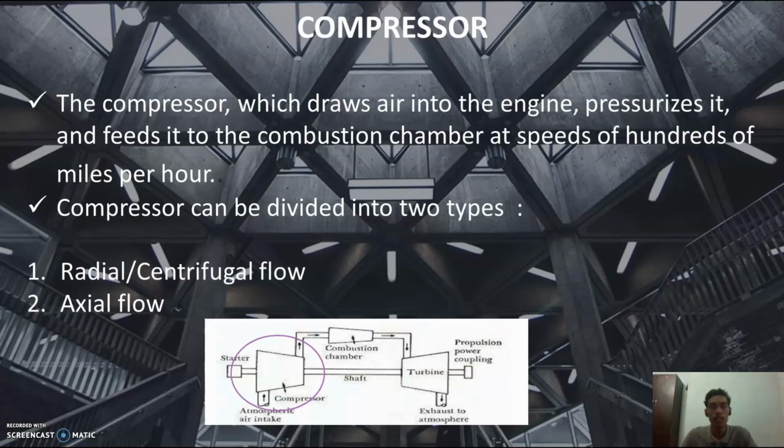Next, for the working principle of the compressor, the compressor withdraws air into the engine, pressurizes it and feeds it into the combustion chamber at a speed of hundreds of miles per hour. The compressor can be divided into two types, which are radial or centrifugal flow, and axial flow.